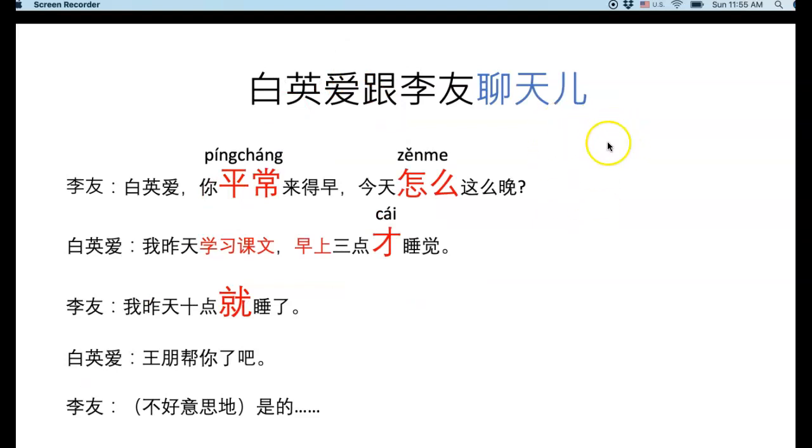We went over this short conversation in class, and then we actually included 4 quite important expressions or grammar here. Now, the first one is 平常. So 平常 is usually, and you use usually to basically compare something someone does routinely versus something that is different from the routine. In this case, 白英爱平常来得早，今天来得晚. So 白英爱 usually comes early. However, today, she was not herself.